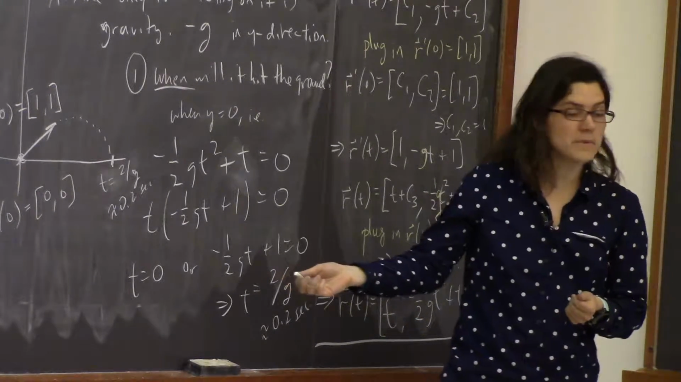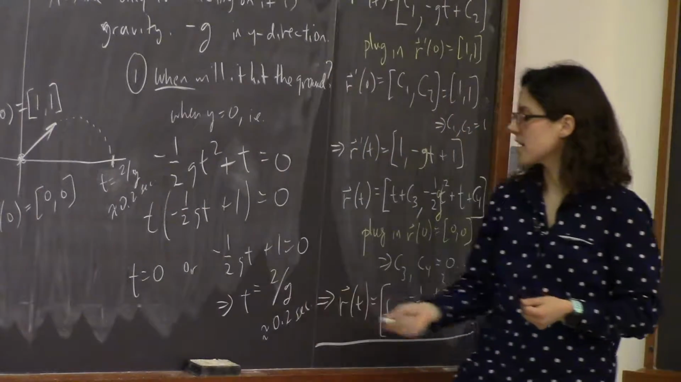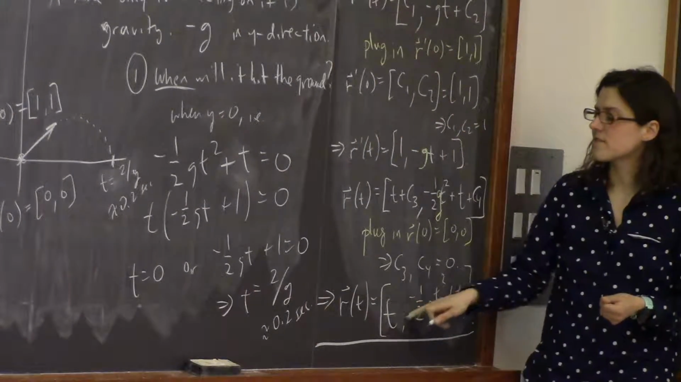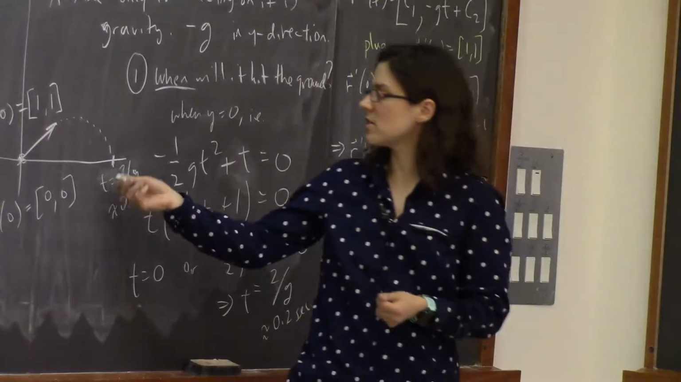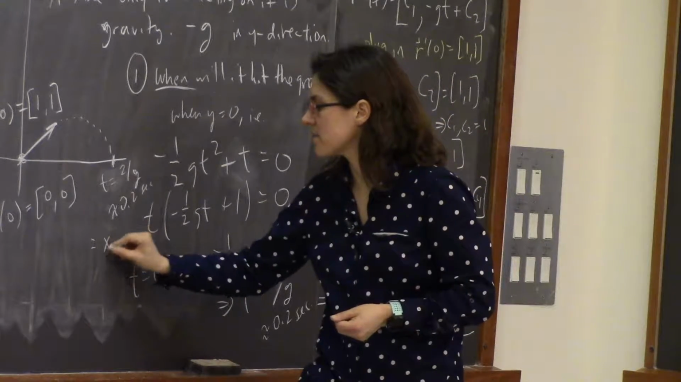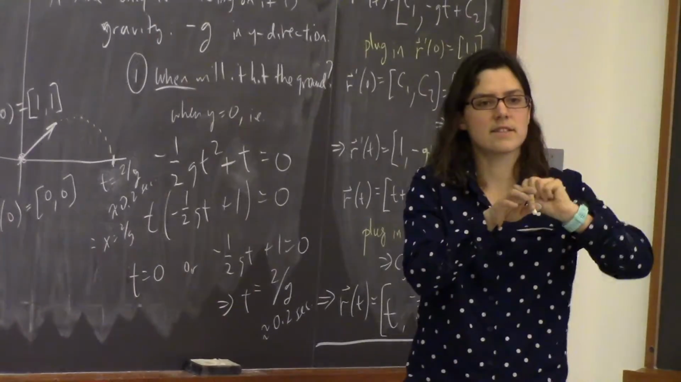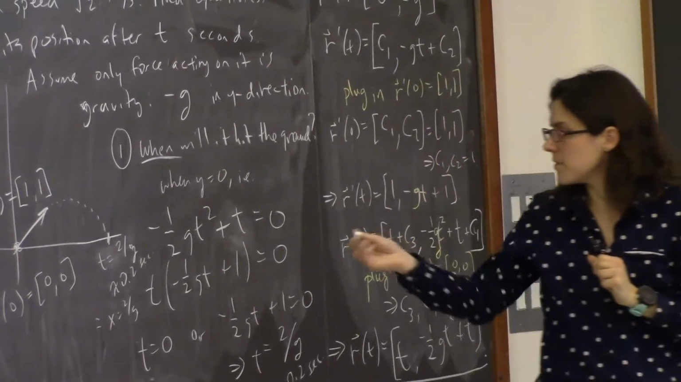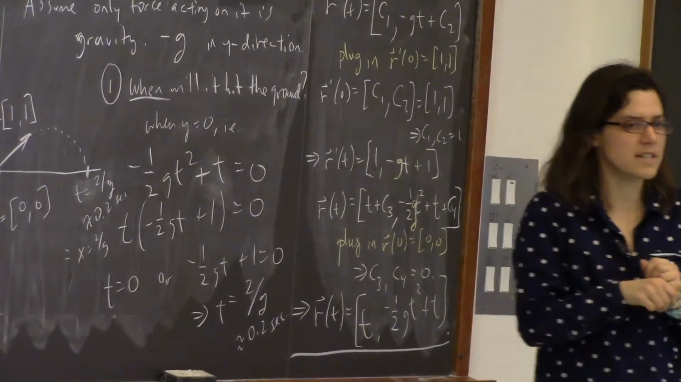We know it's going to be flying for 2 over g seconds, and so we just want to know the x value. It turns out the x value is the same as t. So it hits the ground at t equals 2 over g, and x is also 2 over g. So if you would like to shoot a pebble at someone to make them wake up, you would want to stand approximately 2 over g, approximately 0.2 meters away, so 20 centimeters.